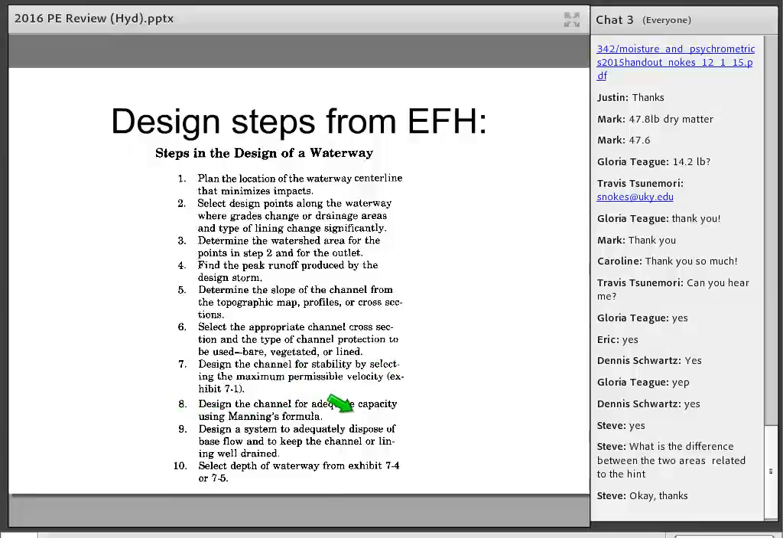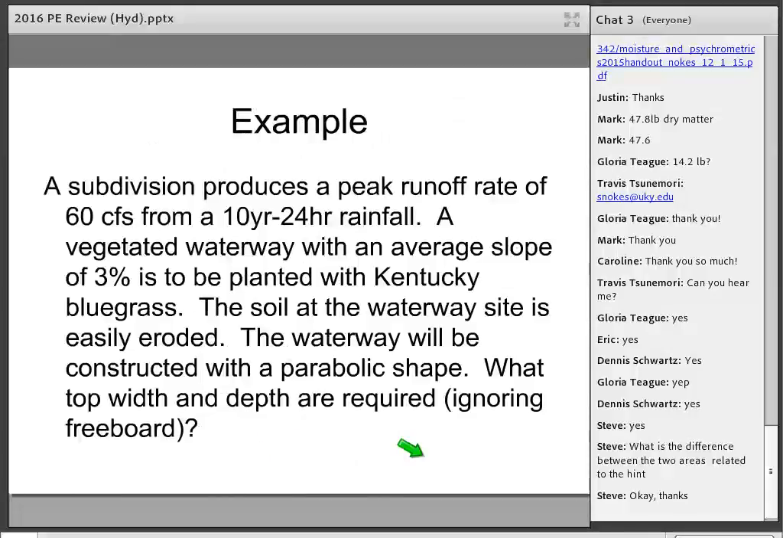You check the channel for adequate capacity using Manning's equation at the flow rates that you're going to be dealing with and the velocities that you can tolerate, and then you select the waterway depth from the charts that you have available. So let's do an example, and then we'll go right into the charts, and you'll see what I mean.